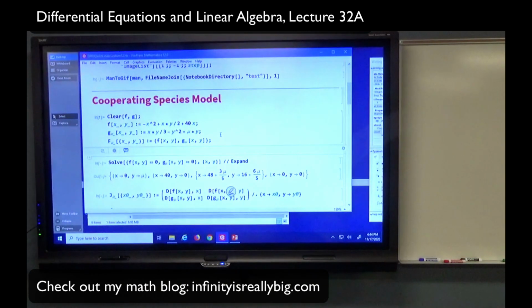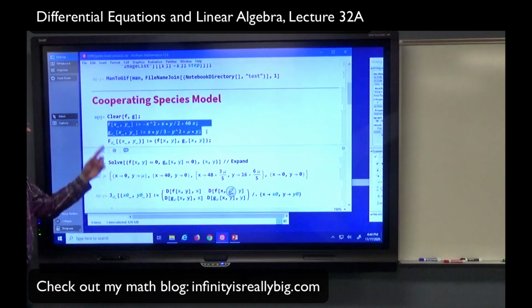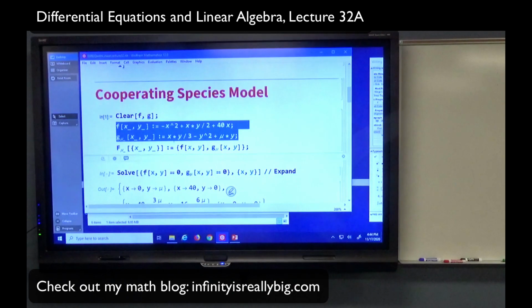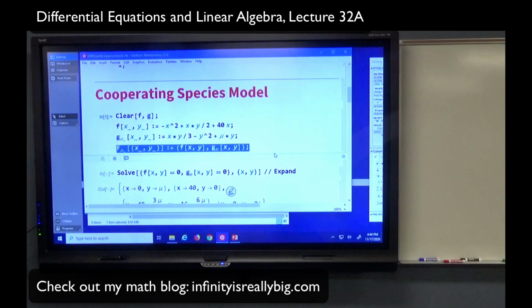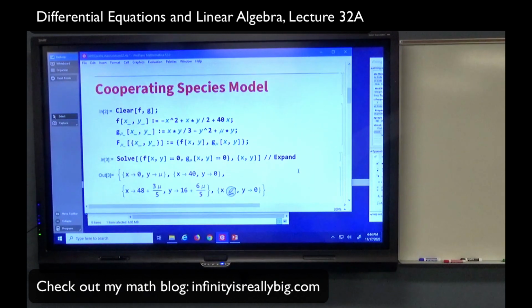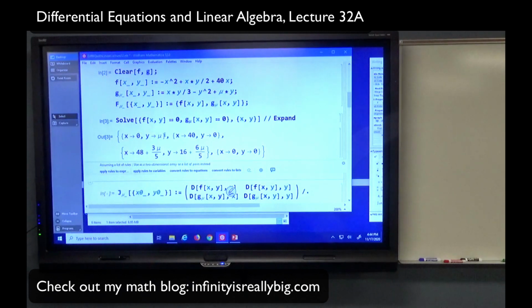So here are our right-hand side functions, my f and my g function, g depending on a parameter mu. That's unspecified. I might be interested in bifurcation values of mu. Here I am defining my vector field, capital F. Here's where I can solve for the equilibrium points, and you can see you get x is 0, y is mu; x is 40, y is 0; x is 0, y is 0, that's the origin; and also the more complicated one, x is 48 plus 3/5 mu, and y is 16 plus 6/5 mu.